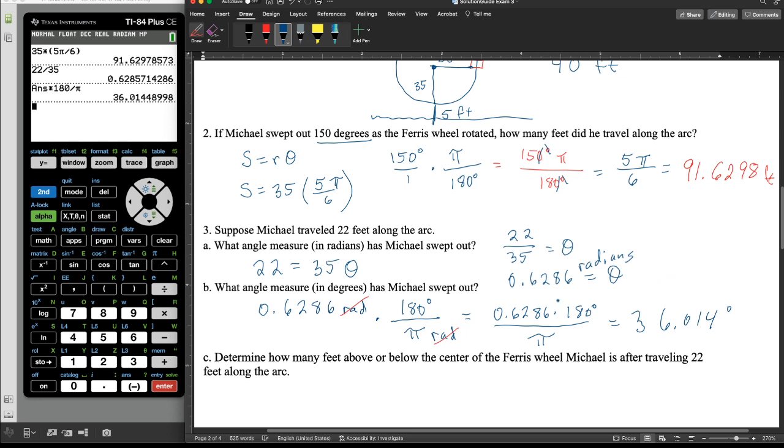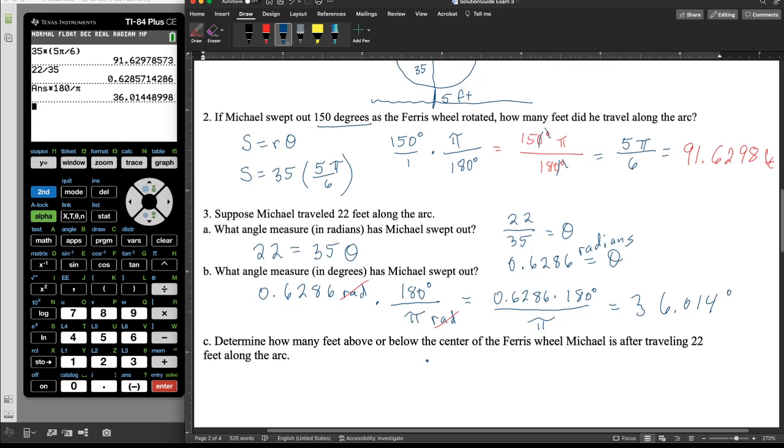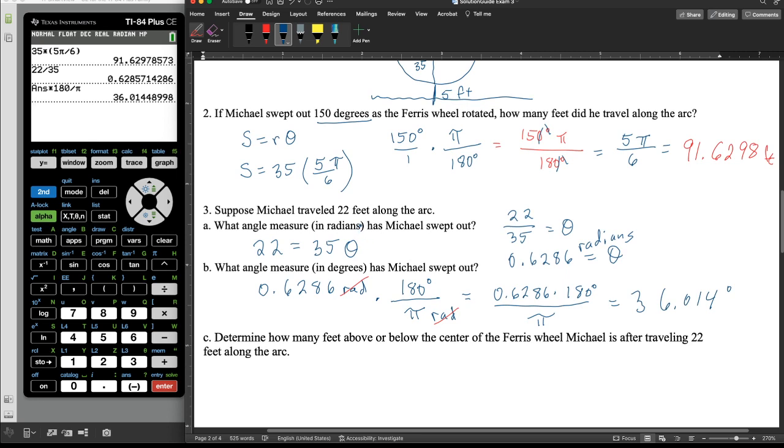Okay. Determine how many feet above or below the center of the Ferris wheel Michael is after traveling 22 feet along the arc. Well, let's see, 22 feet. It's not a very good looking 3, is it? Okay, let's clean that up a little bit. 36 degrees, right? He started here, so 36 degrees is going to be something like this. So slightly above the center.